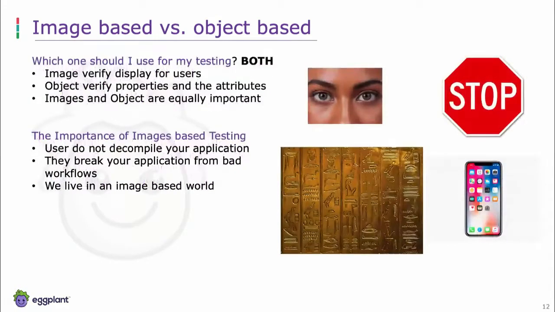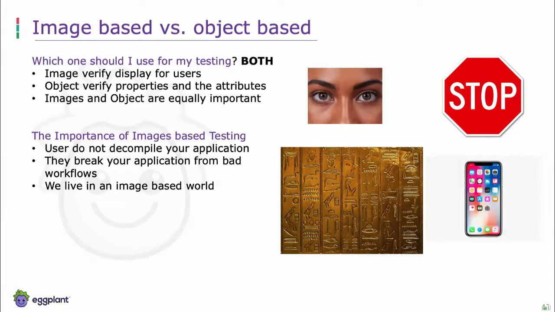So that being said, images versus objects. Which one should I use for testing? The answer is both. Images verify display to the user. Objects verify the properties and attributes, right? As you saw in previous slides, if the text was white, it would fail the image check, but it would pass the object check. Sometimes in the object properties and HTML links, we need to verify from the object standpoint. So it is important to test both. They are equally important, okay? I know images always get a bad reputation, but I am here to say that they are both important for testing.